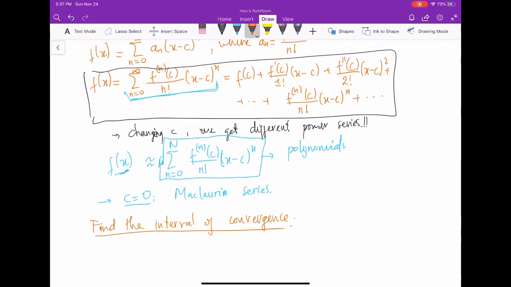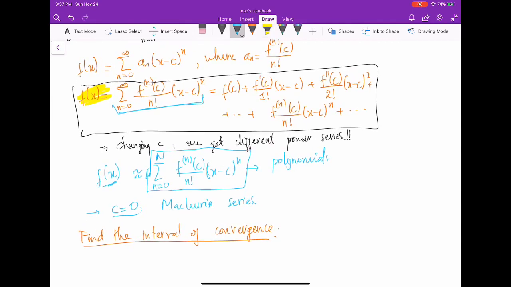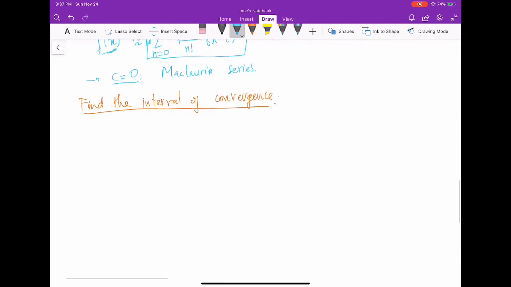We may express a function f in a power series, but that does not mean this formula is correct for any x. Don't forget that. I'll write here: not correct for every x. So what does it mean? That means we have to find the interval of x where the formula is correct. So that is about finding the interval of convergence of that series.